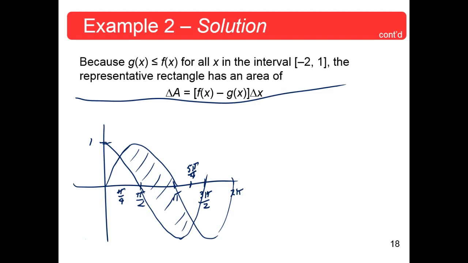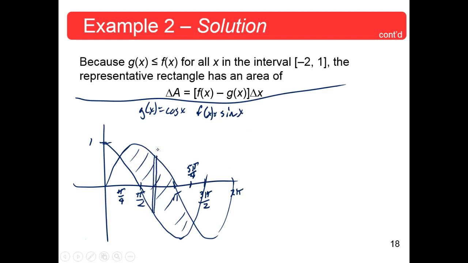Who's on top here? Which of these functions is on top? Maybe I should have used different colors. Sine's on top. And is that what they say? They do it the other way. They say let g of x equal cosine x, and that's the one on the bottom, which I'm okay with, and f of x equal sine x.